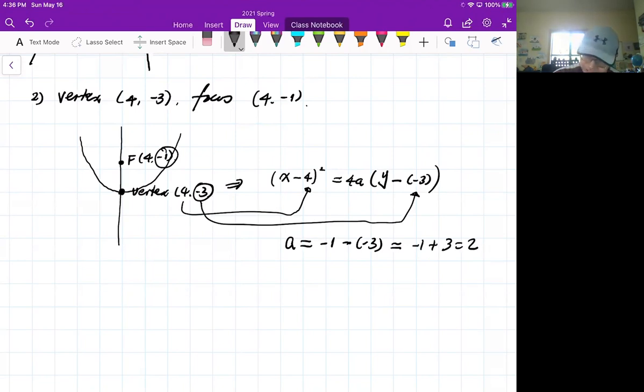So what's the answer here? The answer is (x minus 4) squared is equal to 4a. A is equal to 2, so 4 times 2 is 8. And then y minus -3, that's y plus 3. So that's my answer. Okay, all right, give everyone some time.